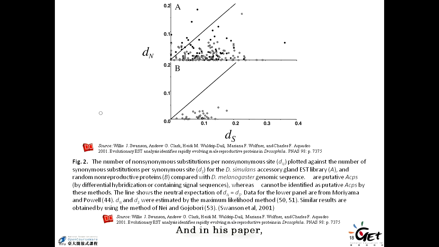In his paper, he also looked at the expression of those proteins between different species lineages, different Drosophila lineages, and demonstrated that the rate of evolution and the rate of expression change happened at the same time for these male reproductive proteins.